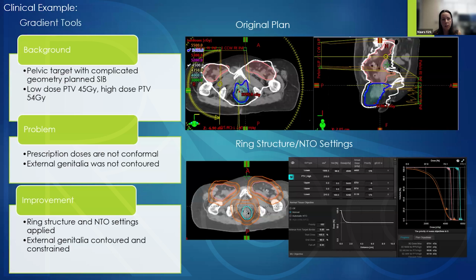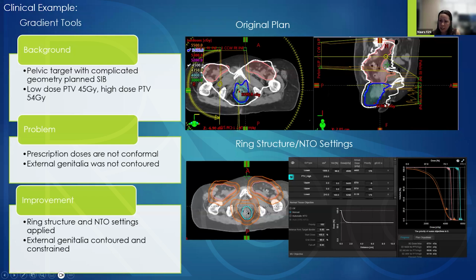So here's a clinical example. Again, we have a pelvic target that has a complicated geometry and SIB doses. We have a lower dose to the nodes of 45 gray, and the higher dose to the target volume here medially is 54 gray. So the problem with this plan, this is the 45 gray isodose line. It's not really conformal to the 45 gray target, and we have a lot of normal tissue here in between, which maybe is not constrained and not being spared appropriately. So the prescription doses are not conformal to each of their dose levels.